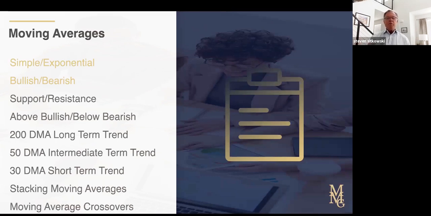And we look for these moving average crossovers. So the 50 and 200: when the 50 crosses above the 200, the term in our industry is a golden cross. When the 50 crosses below the 200, that is a death cross. When I'm doing short-term trading, I like using the 10-day and the 30-day. When the 10 crosses above the 30, that is a bullish signal. When the 10 crosses below the 30, that is a bearish signal.